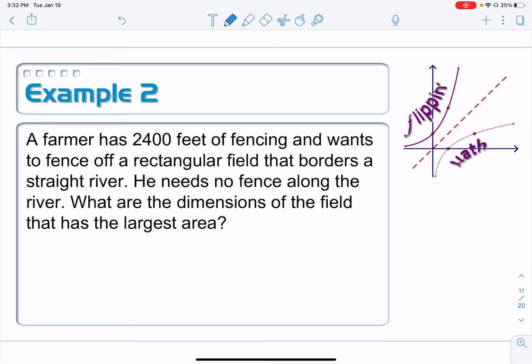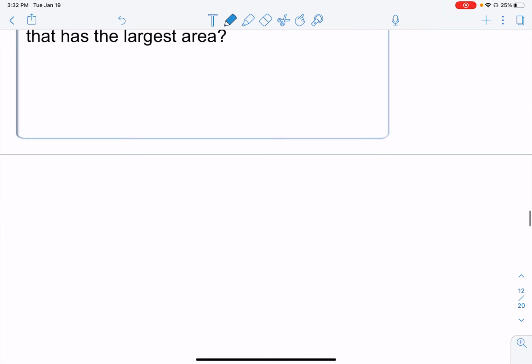It's entirely possible that the last couple of examples gave the mistaken impression that optimization problems have to do exclusively with the cardboard box manufacturing industry. But on the contrary, as example 2 is going to show us, it also has to do with making fences. A farmer has 2,400 feet of fencing and wants to fence off a rectangular field that borders on a straight river. He needs no fence along the river. What are the dimensions of the field that has the largest area?